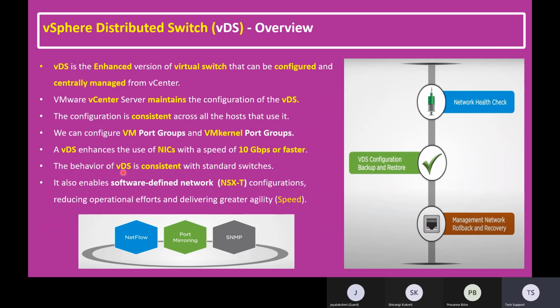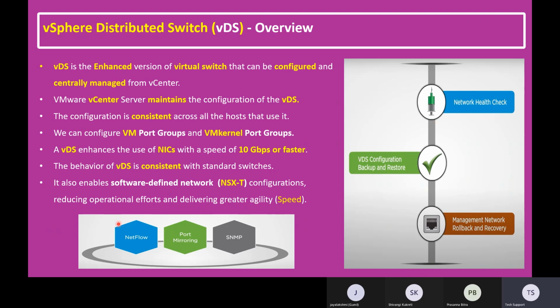Now we'll talk about the virtual distributed switch overview. In our vSphere distributed switch, the main points are what I mentioned. One key feature is the network health check, and also vSphere distributed switch configuration backup and restore. We can take the backup of our DV switch configuration, and whenever there is any DV switch level issue, if we have the backup, we can restore from it. Also management network rollback and recovery. Even if there is any discrepancy in our management network, meaning our VMkernel ESX host management, we can roll back the changes and recover also. Those options are available in the distributed virtual switch.